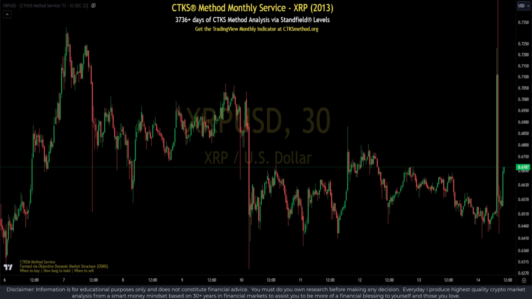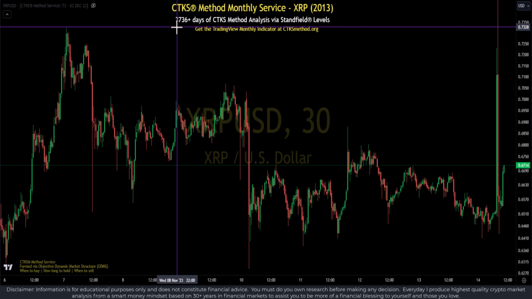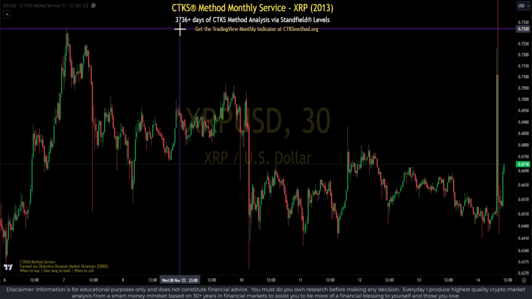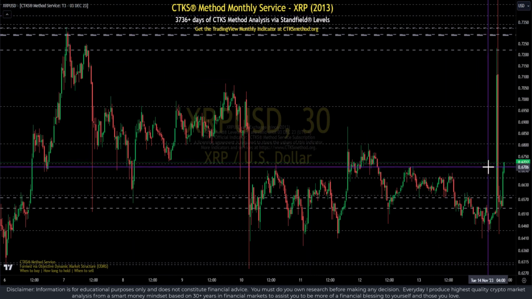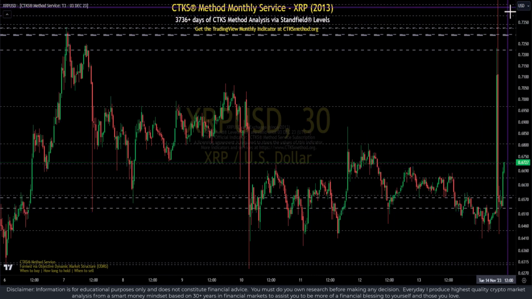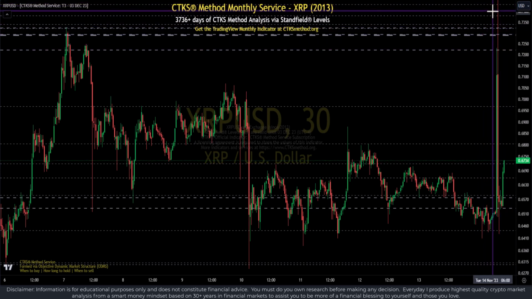At the start, the CTKS method is pretty weird looking. After all, it marks up all of price history, but it does so according to Level 1 and Level 2 standard certification, and it does it across all of price history. When we pop this indicator on, and this is just the indicator from the method monthly service, we could see that there was so much structural resistance up here. XRP had little to low probability of getting through it, and I knew this.